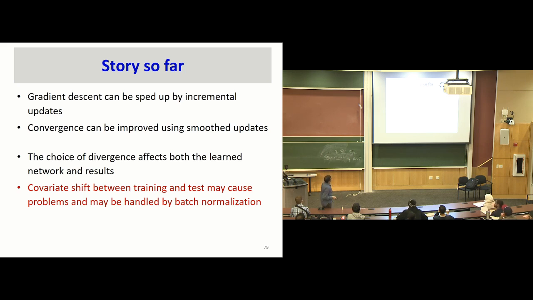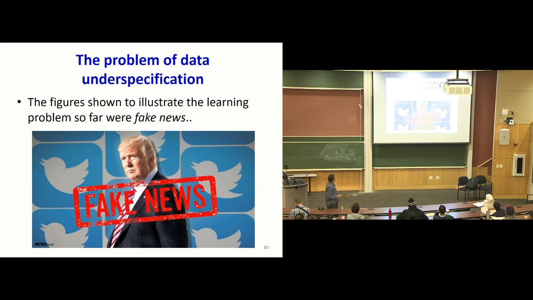The gradient descent can be sped up by incremental updates. The choice of divergence affects learned networks and results, and covariate shift can be handled by batch normalization.